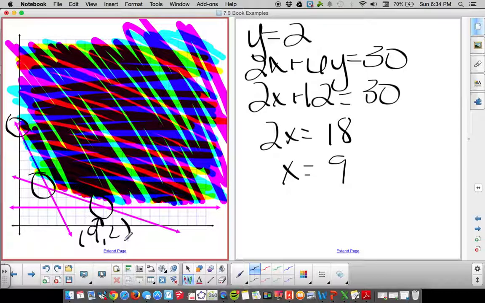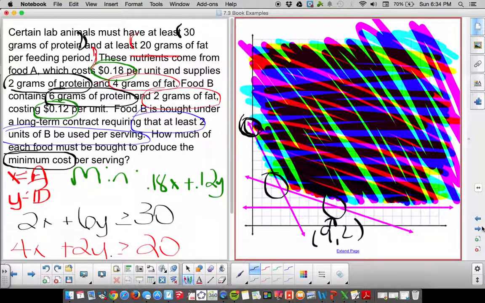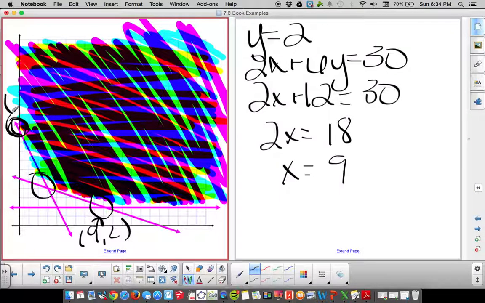Okay, this point here was the y-intercept of my opposite equation. The y-intercept there is the intercept of 4x plus 2y equals 20. So if I cover up the x term and solve for y, I know that that is 0, 10.